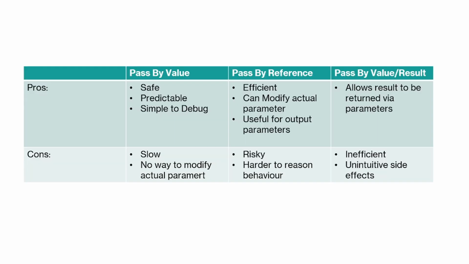Now, the pros and cons of each one are here in this table. Pass by value is safe. We can't accidentally change the value of the actual parameter. It's predictable. We know what's going to happen. We know the actual parameter won't change in the main method, and we know it will only happen in the subroutine. And it's simple to debug because of that. It's predictable and safe.